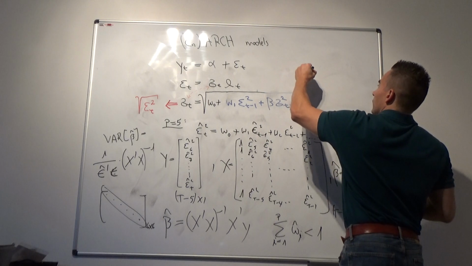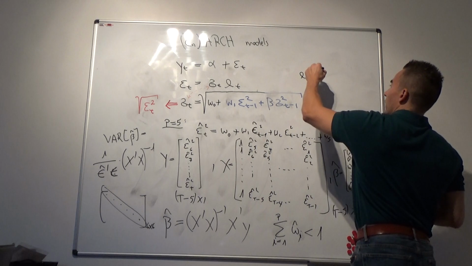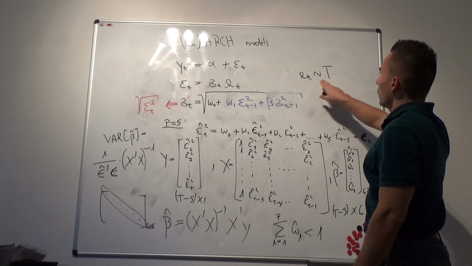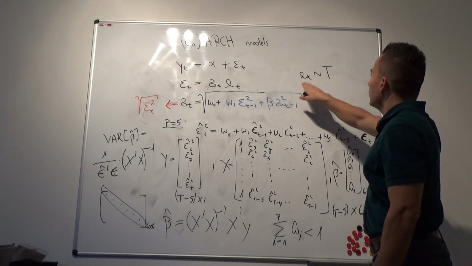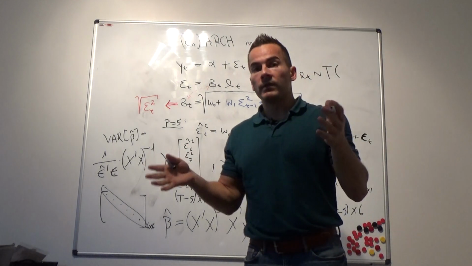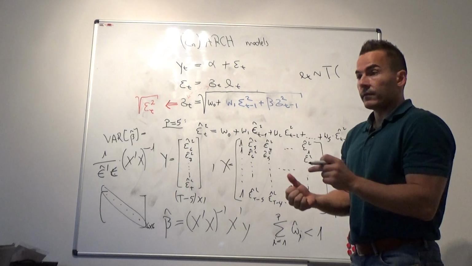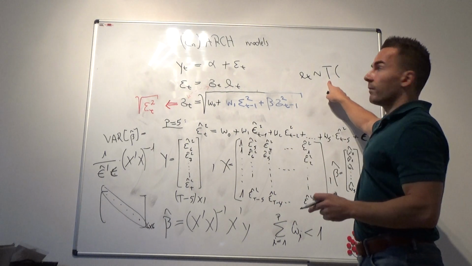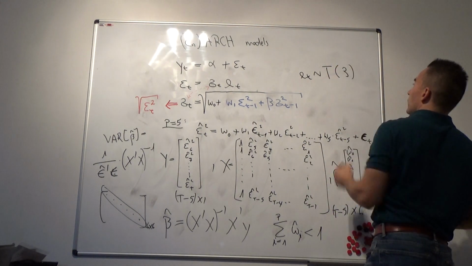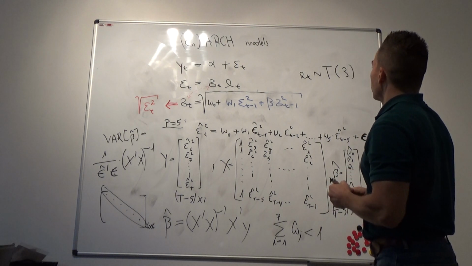We can say, okay, we run a GARCH model instead of an ARCH model, and we want to allow for a t distribution. Let's say our ET follows a t distribution, and we know a t distribution only depends on the degrees of freedom. A normal distribution is defined by its mean and its variance. A t distribution is defined by its degrees of freedom. So if we have, let's say, 3 degrees of freedom, then we have a very heavily fat-tailed distribution.